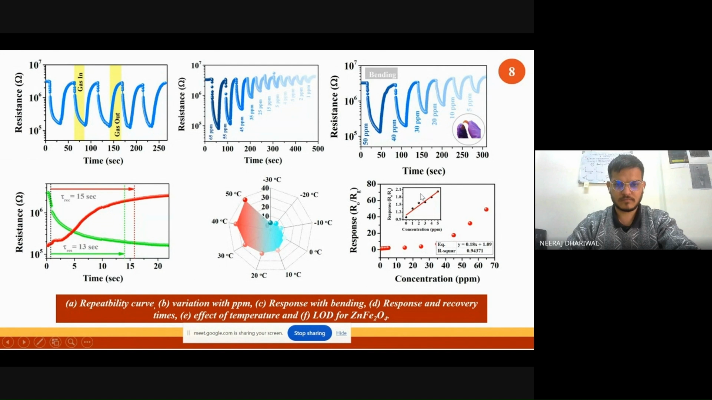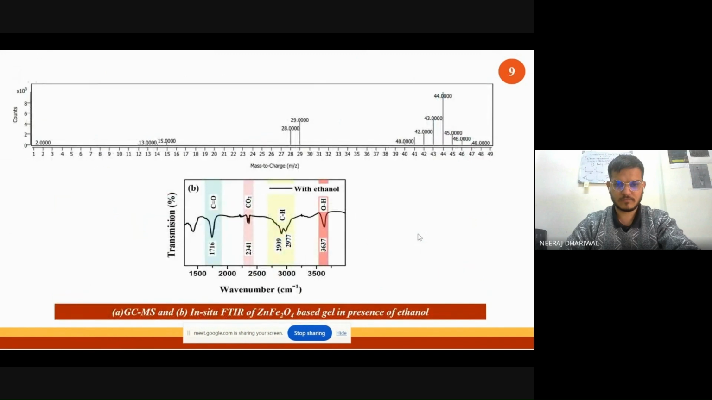Another last graph shows the LOD, limit of detection, which we got around, pardon, 20 ppb from this one. So 20 ppb is quite a low detection limit. This graph also shows the variation in the presence of ethanol atmosphere. We can see in situ FTIR over here, which tells that when the sensor came into contact with ethanol, the bonds change and we get breakdown in different bonds, which is also confirmed by gas chromatography mass spectroscopy.